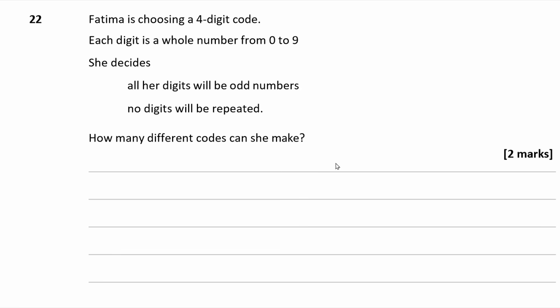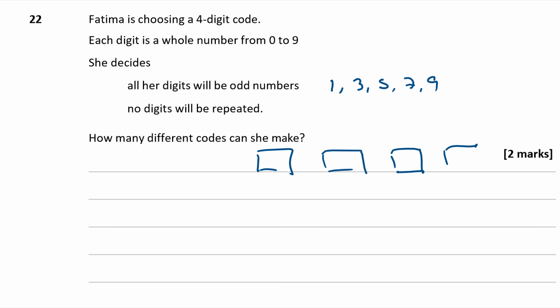Okay, so we can't have the whole numbers between 0 and 9. It has to be odd. What are the odd numbers? Between 0 and 9, I could have 1, I could have 3, I could have 5, I could have 7, I could have 9. There are 5 of them, aren't there? Now if I want to make a 4-digit code, then I need to fill these 4 boxes with one of those numbers. And because it doesn't repeat, every time I pick one to fill in one of the boxes, I'm going to have one less for my next choice.